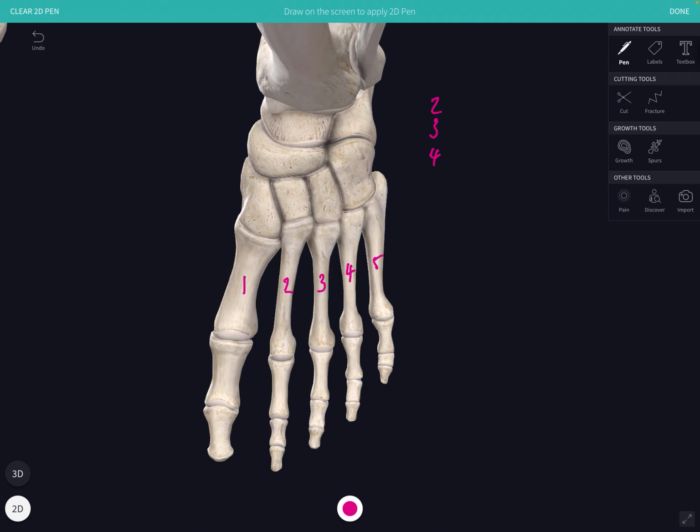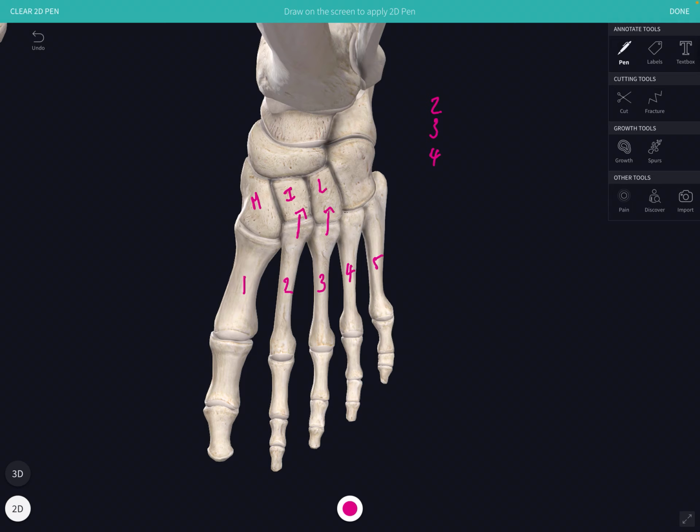Well, the bases of the second, third, and fourth metatarsal bones are wedge-shaped and are wider above than below. The bases of the second and third metatarsals articulate with the intermediate and the lateral cuneiform bones respectively. Okay, so the base of the second and the base of the third are going to articulate with the intermediate and lateral cuneiform bones. Remember, this is the medial, the intermediate, and the lateral cuneiform bones.